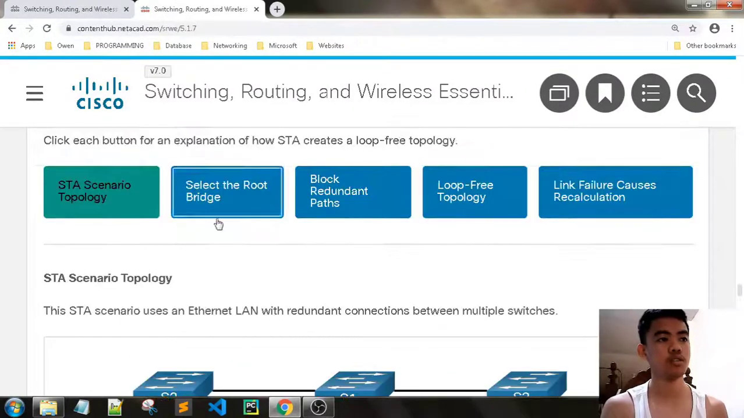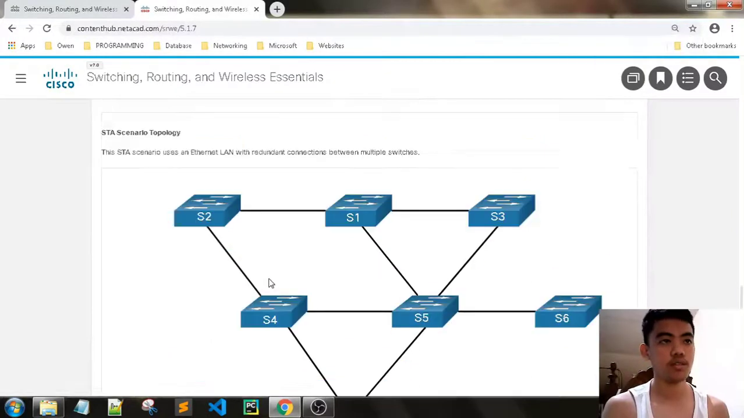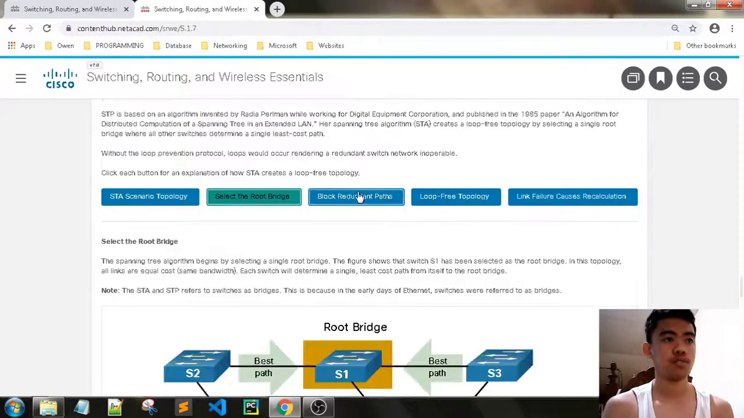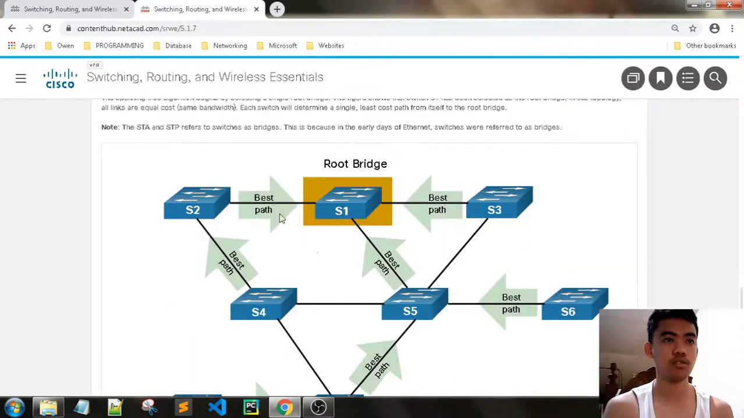Okay, so the STA scenario topology. We have here a redundant Ethernet LAN with redundant connections between multiple switches. For the second one, we need to select the root bridge.